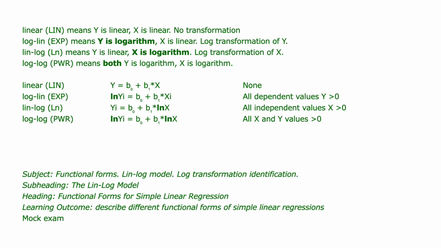Focus on the mathematical representation Yi equals b0 plus b1 times log of Xi, which is used when the analyst wants to measure absolute changes in Y for relative changes in X. For this model to function, all independent variable values, X, must be greater than 0, as natural logarithms cannot be calculated for 0 or negative numbers.